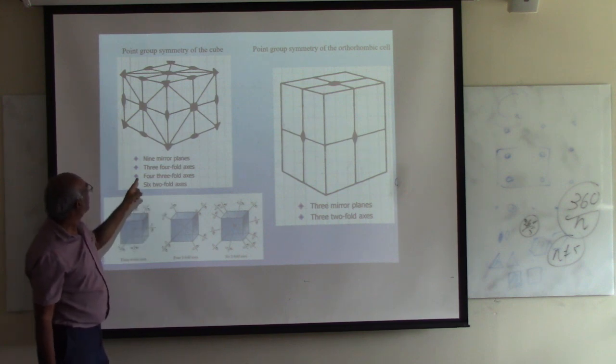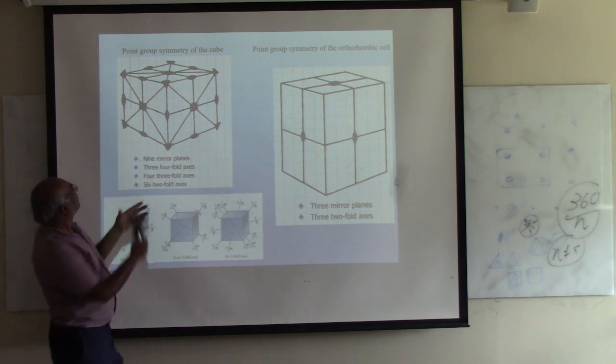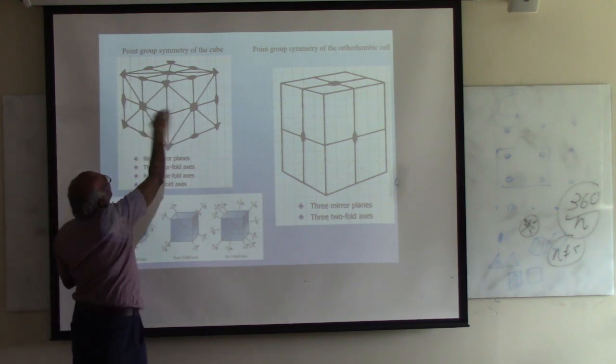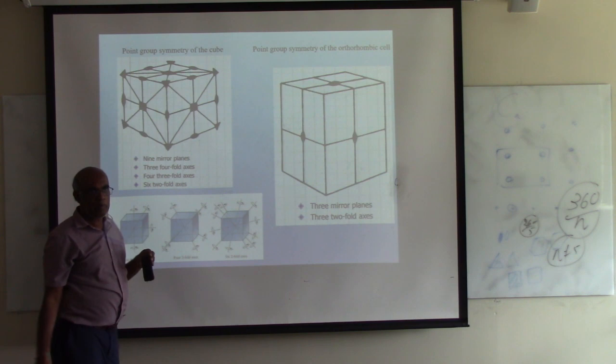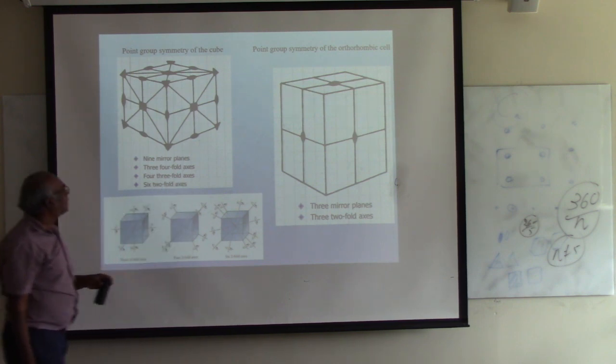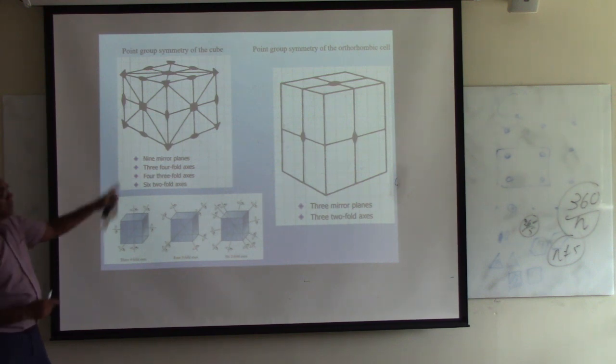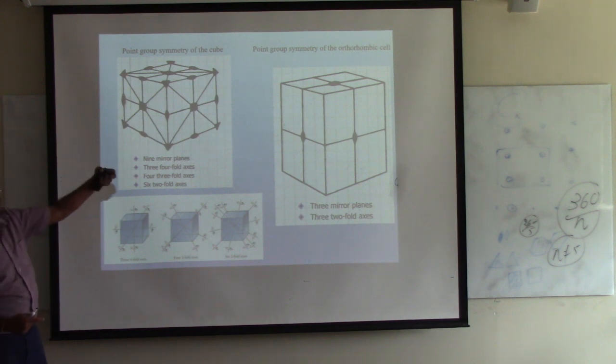Then you have 9 mirror planes. That's clear, right? You have this one, all 9 planes. You have 9. So then 6 twofold axes. Twofold axis means rotate by 180, right? So that you have 6 directions, right? You have to think about that until you get the idea.